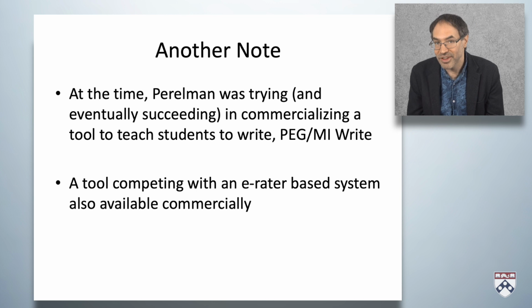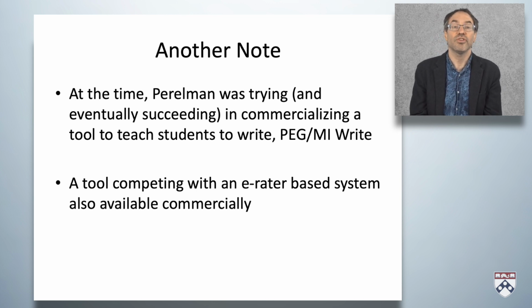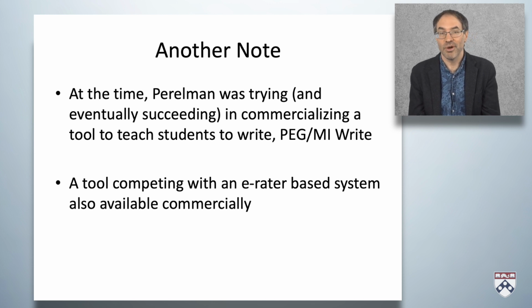And another note, at the time, Perelman was trying, and eventually succeeding, in commercializing a tool to teach students to write called First Peg and then MyWrite. A tool competing with E-Rater's system that was also available commercially.